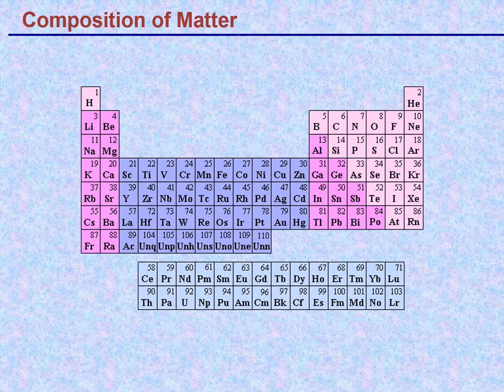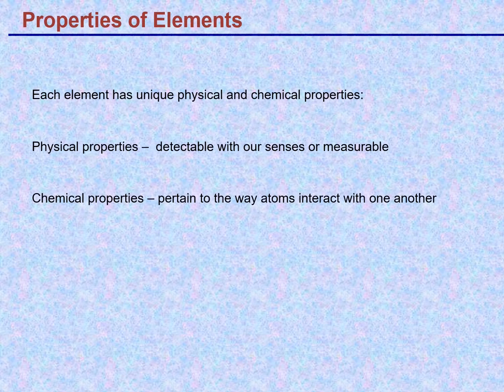Okay, and here is the periodic table of elements showing all of the elements, and all of these make up all of the matter in our world. Each different element has unique physical and chemical properties. The physical properties can be detected with our senses and are measurable, and the chemical properties pertain to the way the atoms interact with each other.